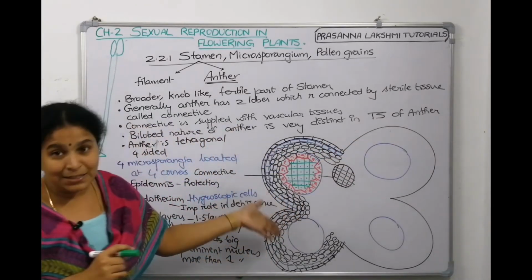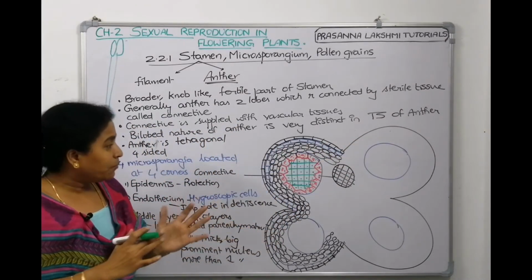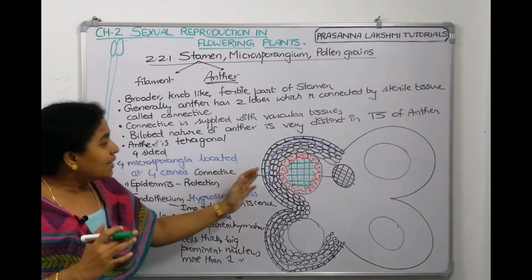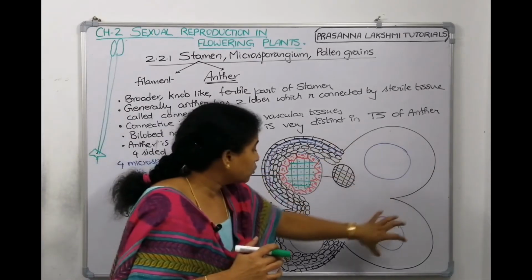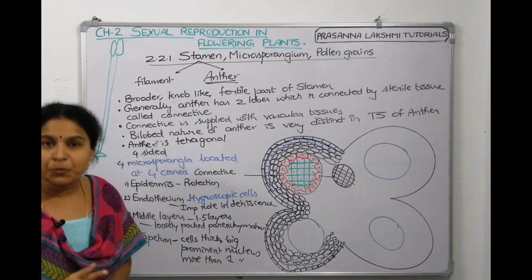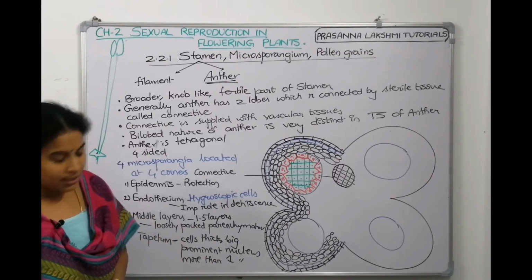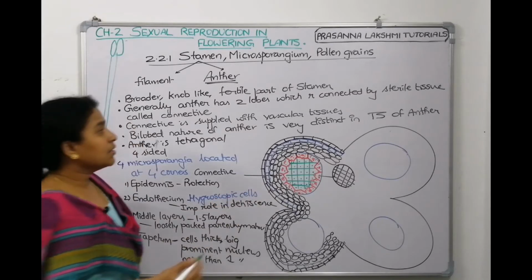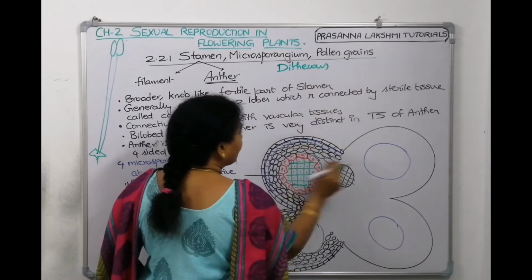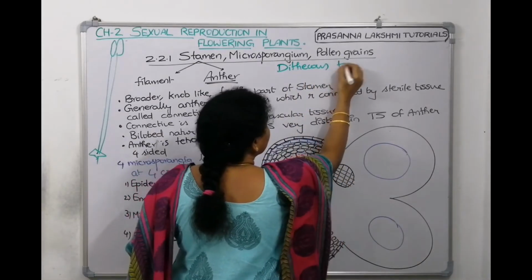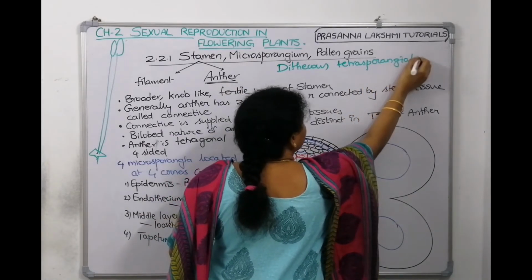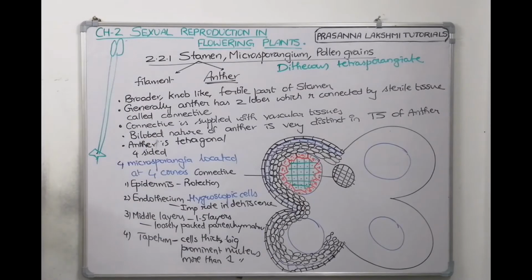This is the transverse section of the anther. When you make a transverse section, you can see it is tetragonal, 4 sides are there. At each corner, it has one microsporangium. So 2 lobes are there, so it's called dithecous. 4 sporangia are there, so it's called tetrasporangiate. Generally it has 2 lobes, so it's called dithecous, having 1, 2, 3, 4, so it's called tetrasporangiate.